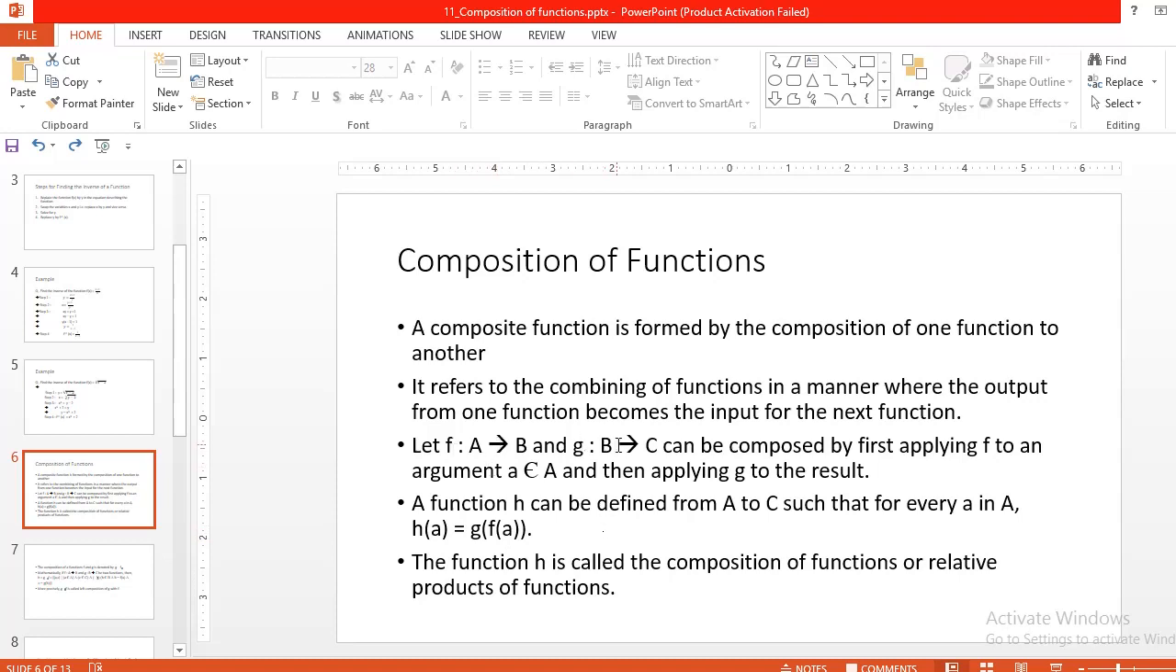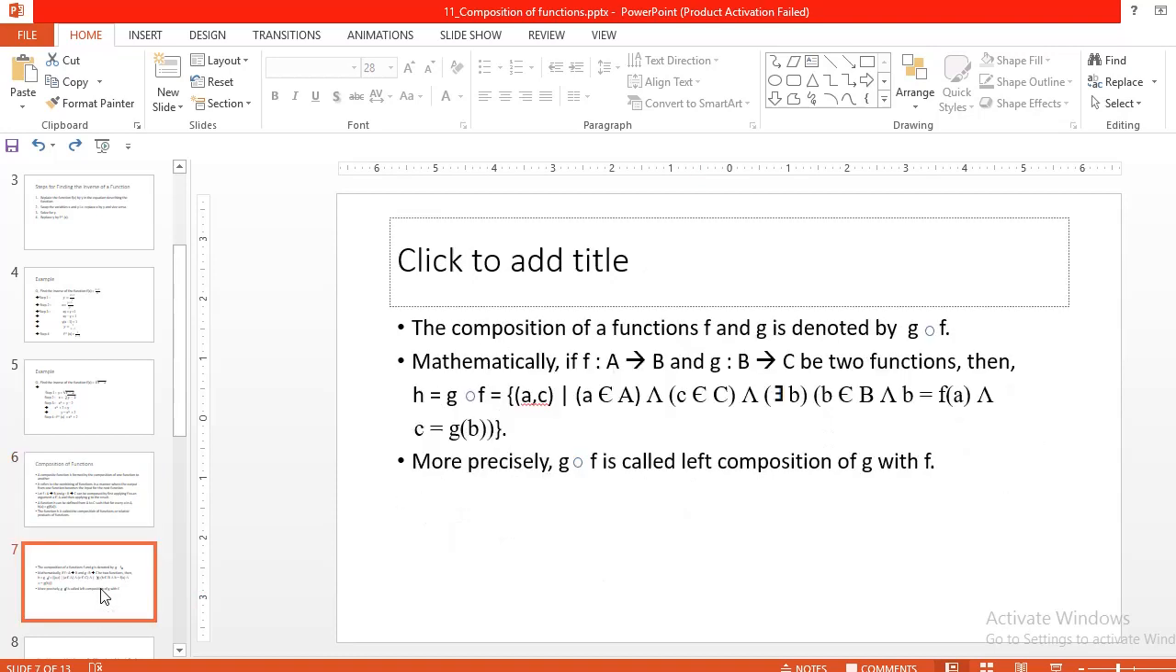So here the two functions are given, f and g. f is from A to B and g is from B to C. So the composite function is h. The function h is called the composition of the functions, or it is also called the relative product of the functions. Next, the composition of functions f and g is denoted by g small circle f, that is, g composition f.